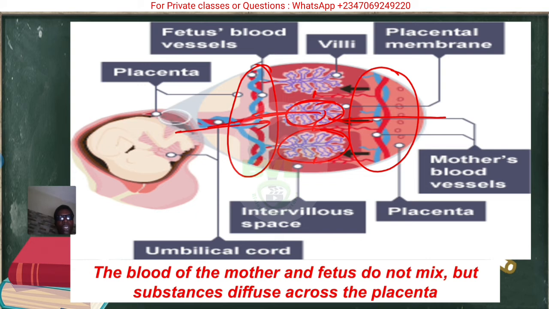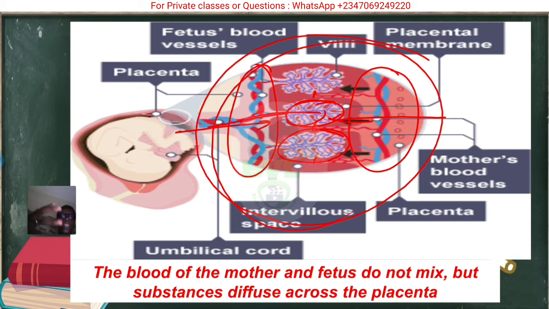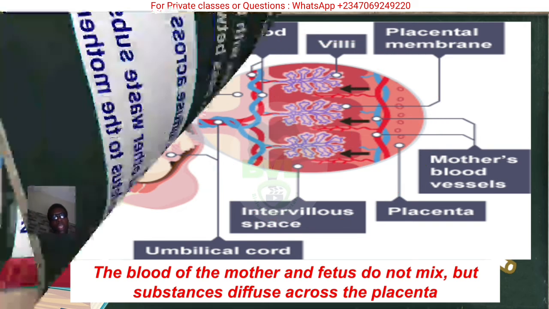Yes. So you see, the blood of the mother and the fetus do not mix, but some things sometimes diffuse across the placenta, because this structure you are seeing is the placenta, and the placenta has the mother aspect in it and the fetus aspect in it, so to say. So let's still go back here.